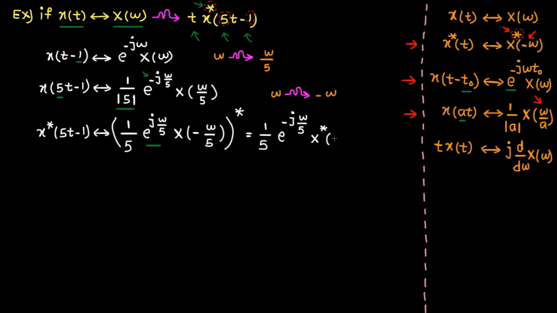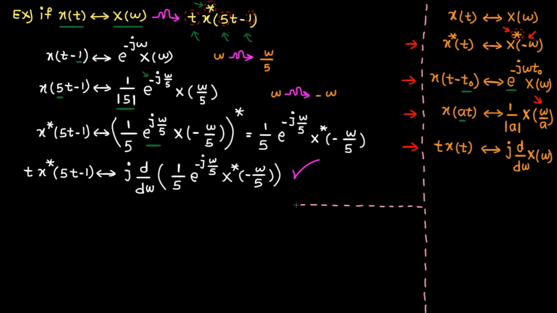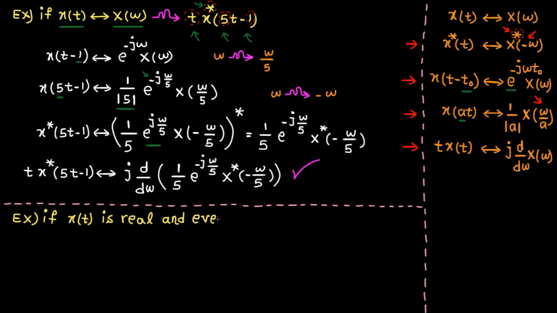Here we go. The last step is to multiply the signal by t in the time domain and use the frequency domain differentiation property. Here is the final answer. Done. Next example. If x(t) is a real and even signal, prove the Fourier transform is real.